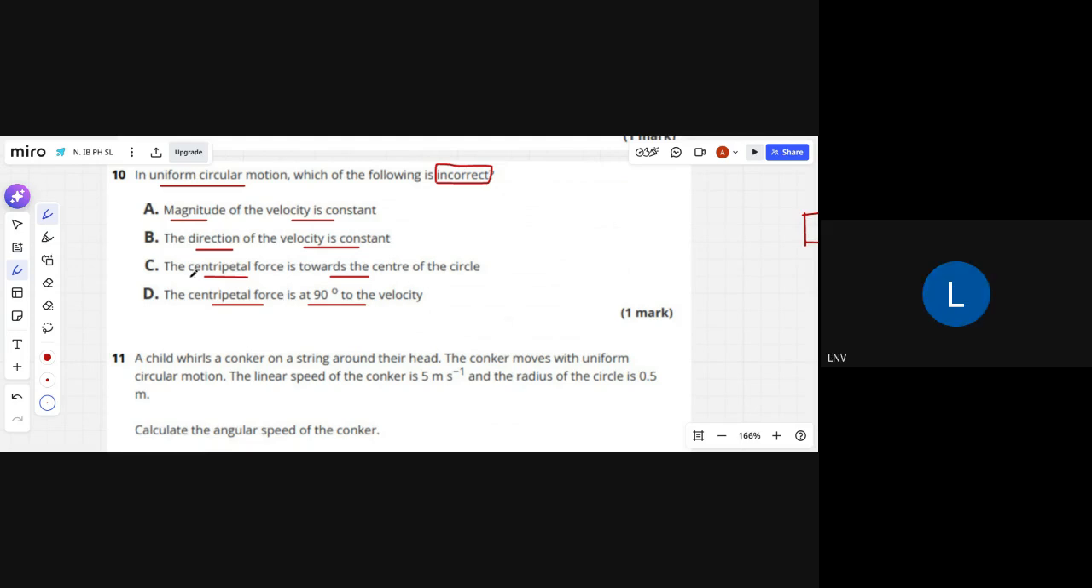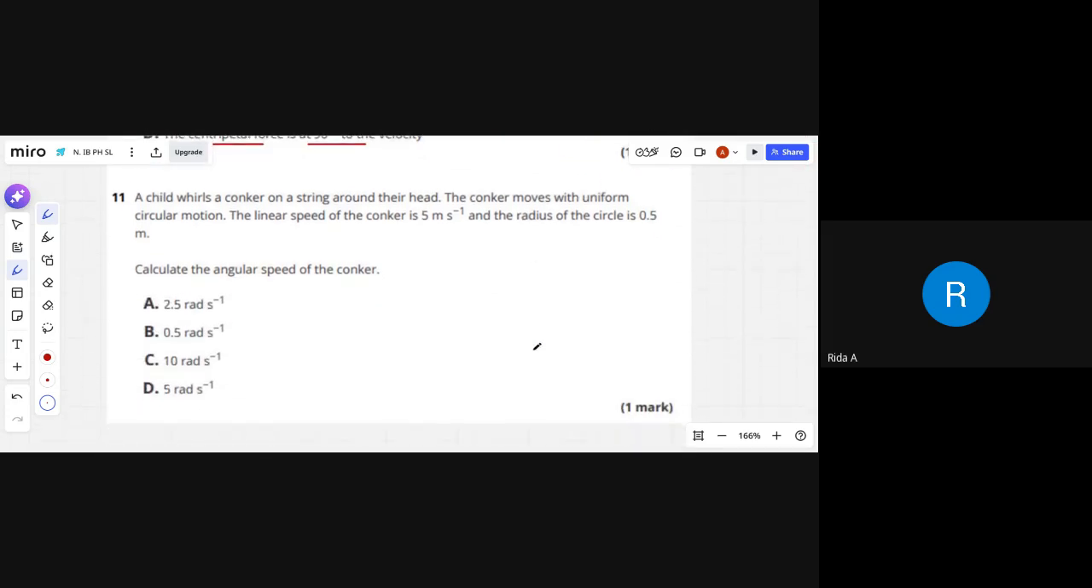It's B. Yep, that's right. If it's moving in a circle, of course, it's changing direction at every instant. Okay, perfect. Next, a child whirls a conker on a string around their head. The conker moves with uniform circular motion. The linear speed of the conker is 5 meters per second, and the radius of the circle is 0.5 meters. Calculate the angular speed of the conker.